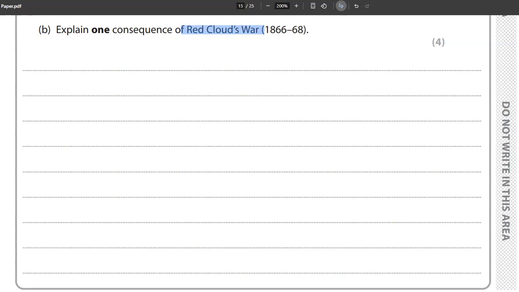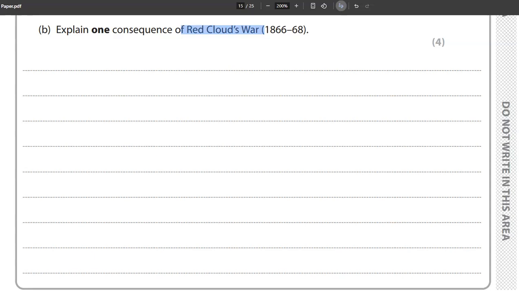Red Cloud's War was caused by conflict over settler trails, especially the Bozeman Trail from Wyoming to Montana after the 1862 discovery of gold there. As part of establishing that trail for settlers to move, protective forts were established along the route by the US government. But both the trail and the protective forts impacted hunting land, especially for the Lakota Sioux, and that leads to conflict. So it leads to the war. The Lakota Sioux attack US forces on the trail.